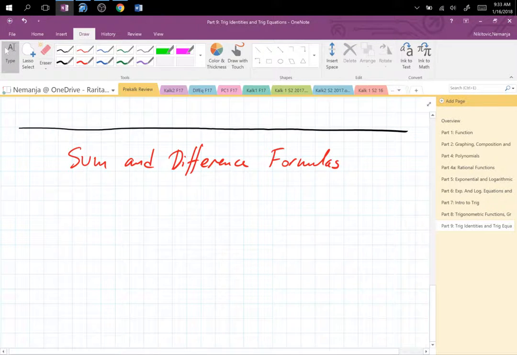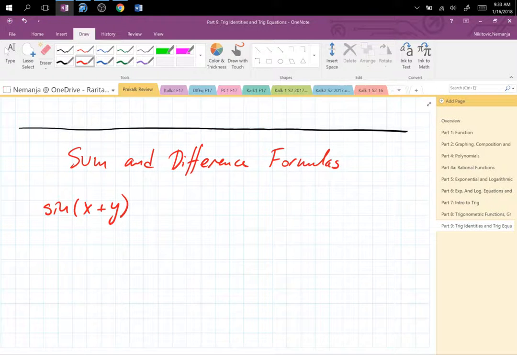So we have sine of x plus y. This would be saying that you want to calculate sine of, let's say, 75 degrees. 75 degrees doesn't fall on 30, 45, 60, right? So can you calculate that without the calculator? And the answer is yes, because 75 degrees you can write as 30 plus 45. And then you can use this formula to expand and calculate.